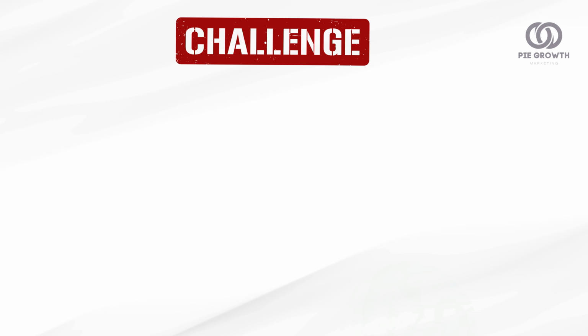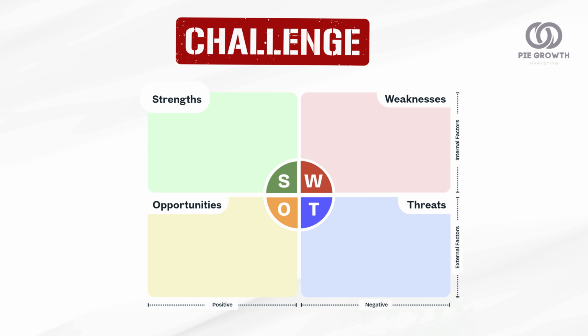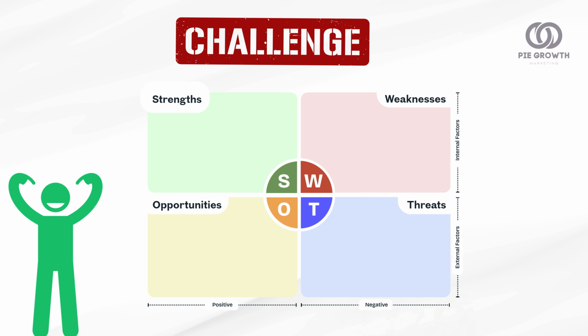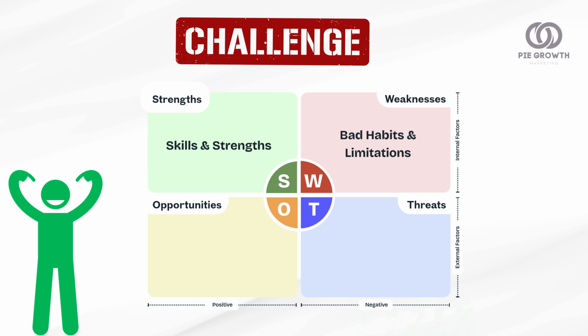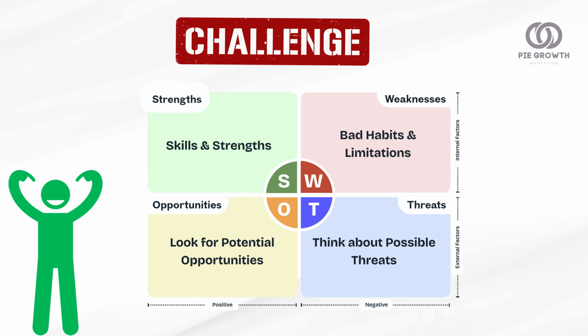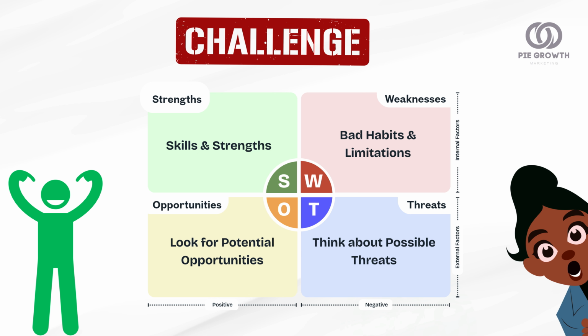So, here's a simple challenge for you. Take 10 minutes today, draw a square, divide it into 4 parts, and create your personal SWOT analysis. Write down your skills and strengths. Be honest about the habits or limitations that hold you back. Look at what's happening in your industry as potential opportunities. And think about possible threats, such as AI or automation. This small exercise can give you surprisingly powerful direction.